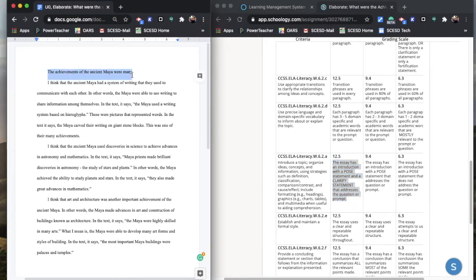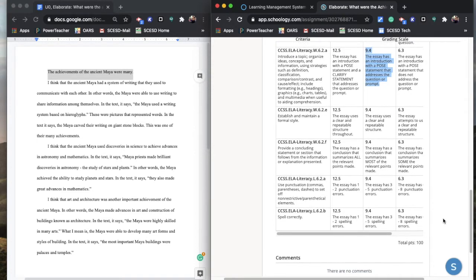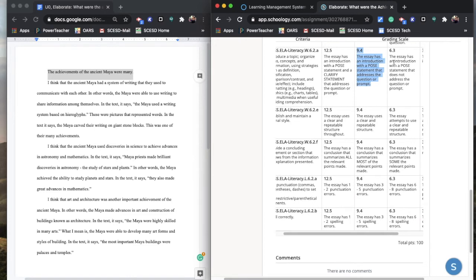Okay, do we have a clarification statement here? Well, the answer is no, we don't have a clarification statement here. Okay, and so the essay has an introduction with a pose statement that addresses the question or prompt. Do we have that? Yes, we do. And it addresses the question or prompt? Yes, it does. A 6.3 would be, the essay has an introduction with a pose statement that does not address the question or prompt. But this does address the question or prompt. They asked what were the achievements of the ancient Maya. And there were many achievements, so that's what we put in our answer.